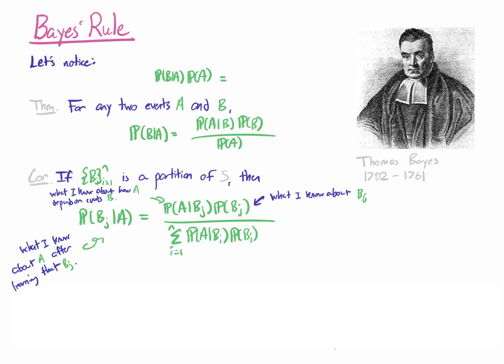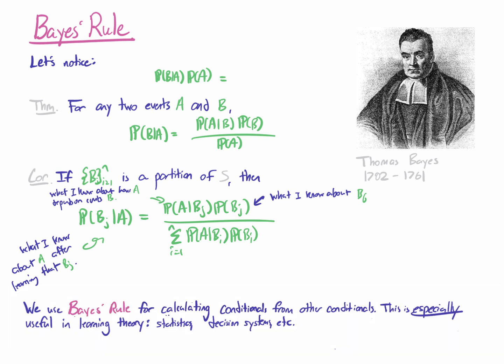This is extremely helpful in learning theory, broadly construed. And by learning theory, I'm including a lot of things. Learning theory is super useful in statistics, decision systems, artificial intelligence, natural language processing. We're using Bayes' rule all the time because Bayes' rule really is a mathematical expression of what it means to learn in the context of probabilistic reasoning. It tells me, what does it tell me about B that A happened? And so we use it all the time. Now let's do a few examples with Bayes' rule.